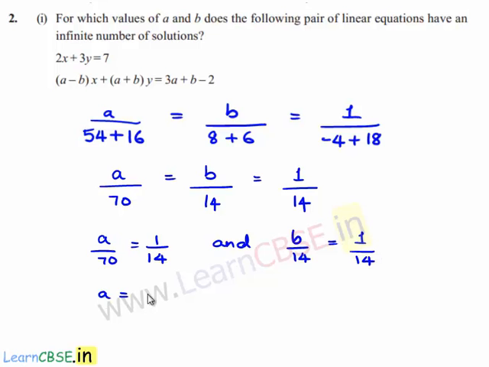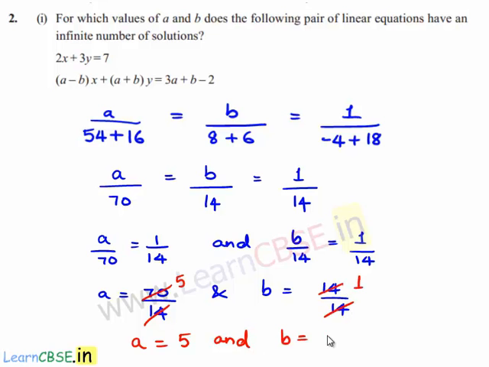So this is a is equal to 70 divided by 14 and b is equal to 14 divided by 14. So now we can write a is nothing but 14 goes in 70 as 5. So a becomes 5 and 14 goes in 14 as 1. So the required values of a and b are a is 5 and b is 1.